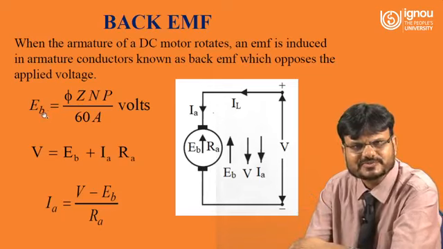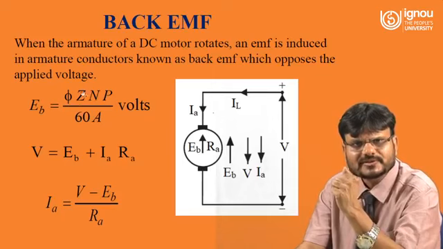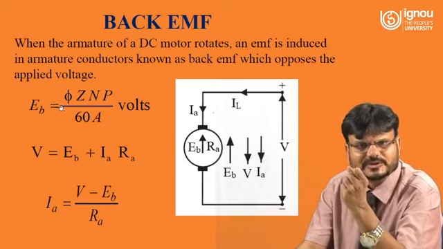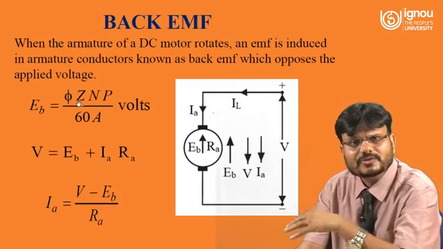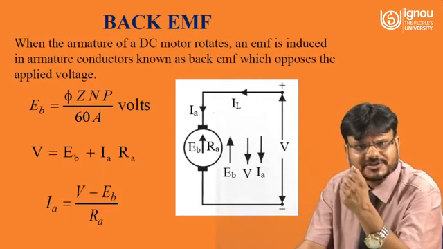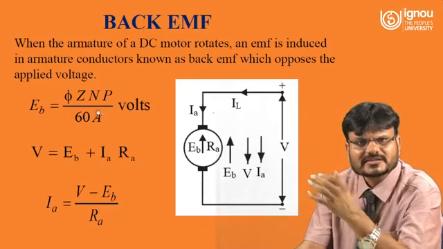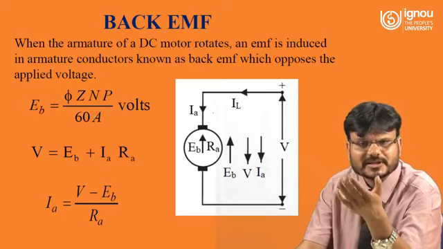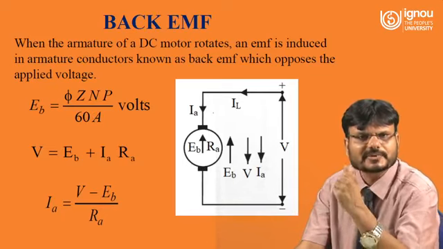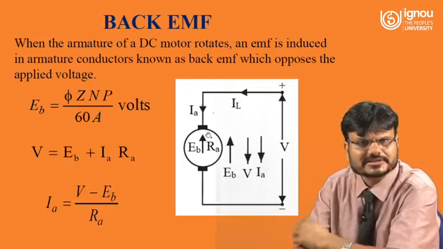which is denoted as E suffix B. And the magnitude of back EMF will depend upon the flux, what is the value of this flux per pole, what is the number of armature conductors, that is Z, and what is the speed of this armature, and the number of poles and number of parallel paths. And this number of parallel paths depends on the type of the winding, whether you are using lap winding or wave winding. So now back EMF is being produced by this DC motor.